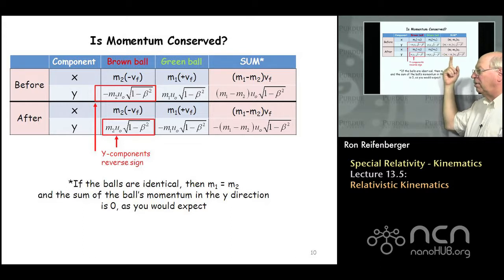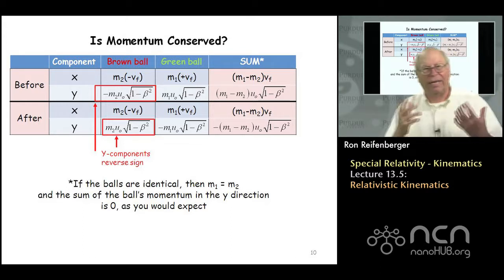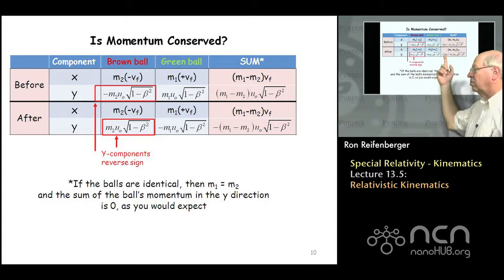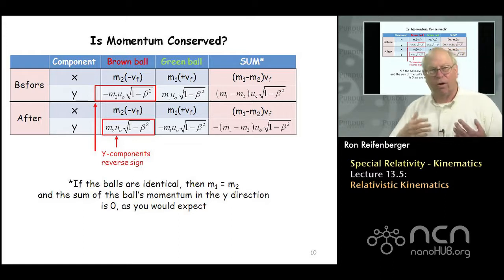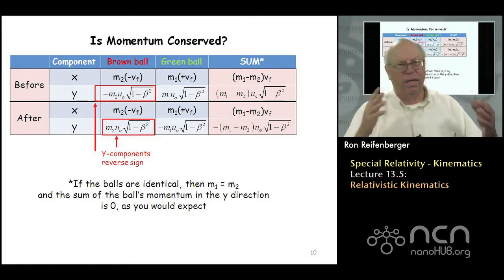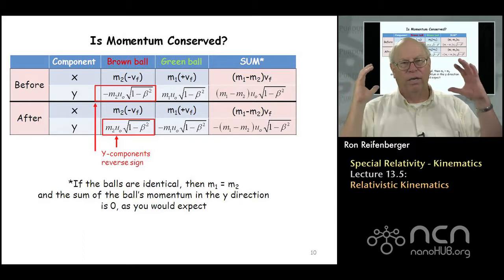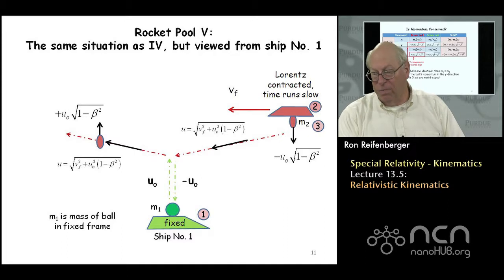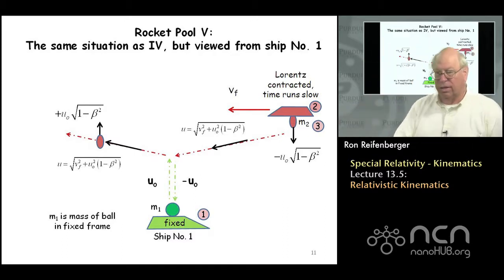But if M1 is equal to M2, so if the two balls are identical, they have identical masses, this leading term cancels, right? And you would never know that there's a flip in the minus sign. So you would conclude that 0 is equal to 0. So momentum is conserved both in the x and the y direction, even though these balls are moving at relativistic speeds. Okay? Now, the fifth experiment is the one that causes problems.